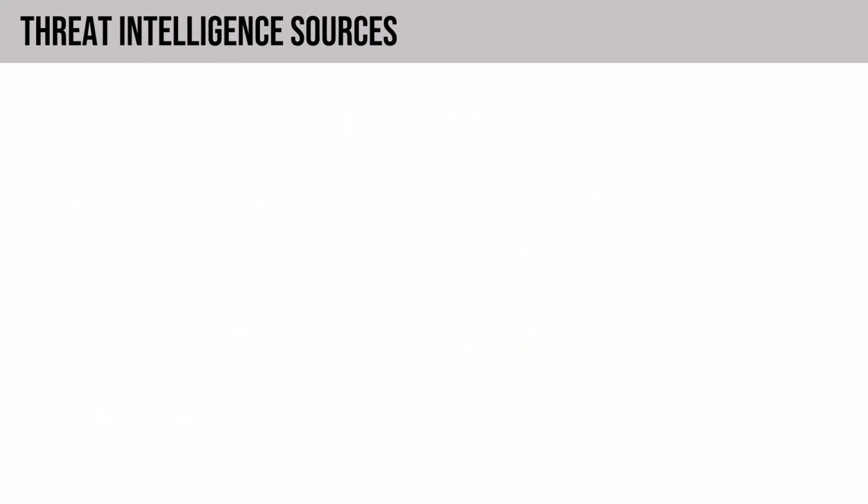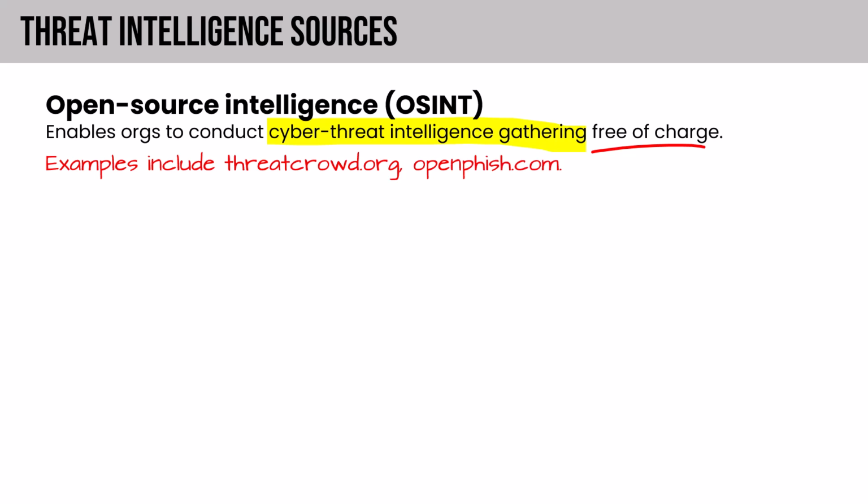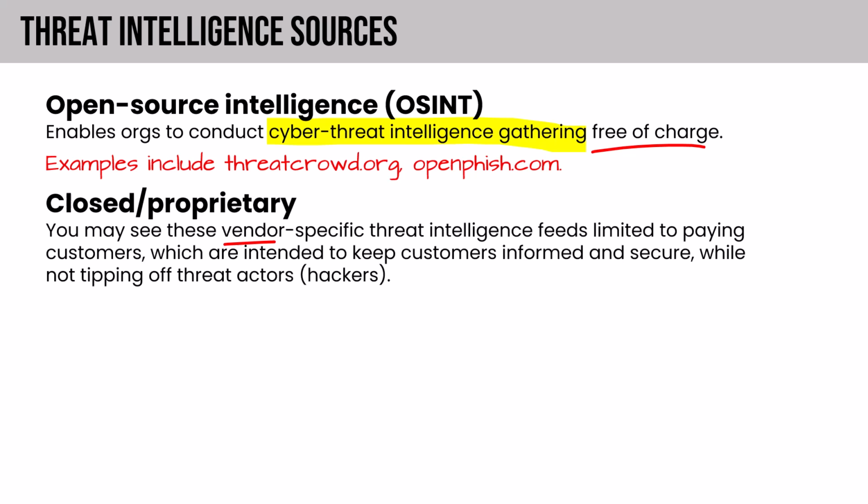Now we're going to move into threat feeds, so threat intelligence sources essentially. There are open source options that enable organizations to conduct cyber threat intelligence gathering free of charge, like threatcrowd.org and openfish.com. There are quite a few you'll find if you do a simple Google search or join any security community out there. Then you have closed or proprietary threat feeds, and these are vendor-specific threat intelligence feeds limited to paying customers, which are intended to keep customers informed while not tipping off threat actors.